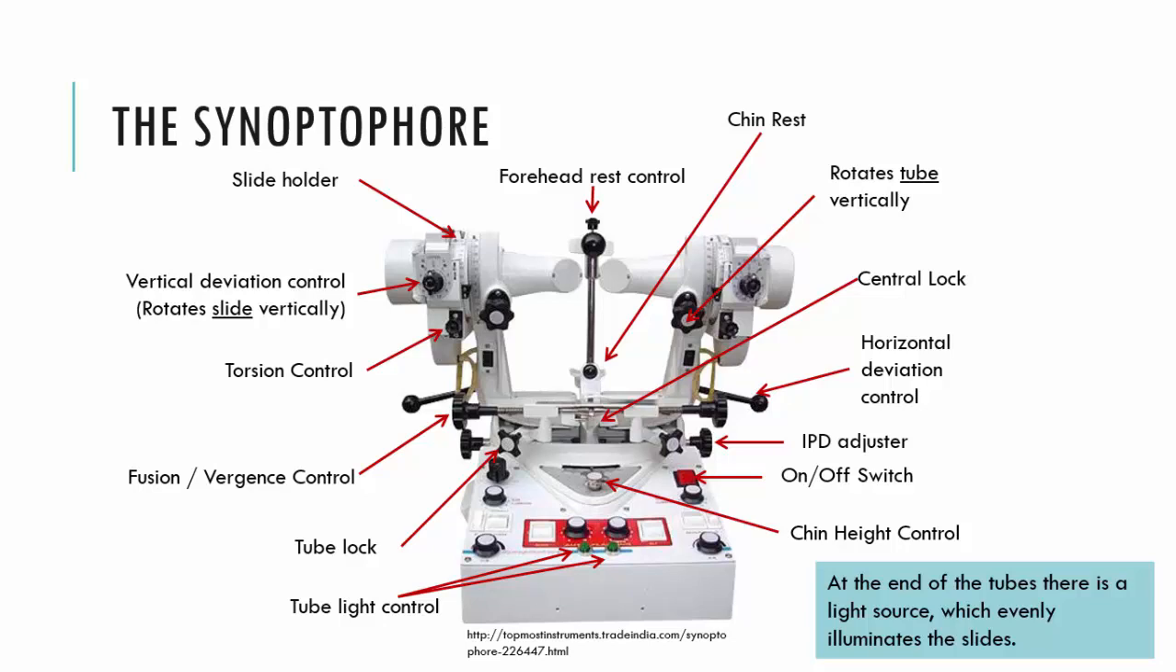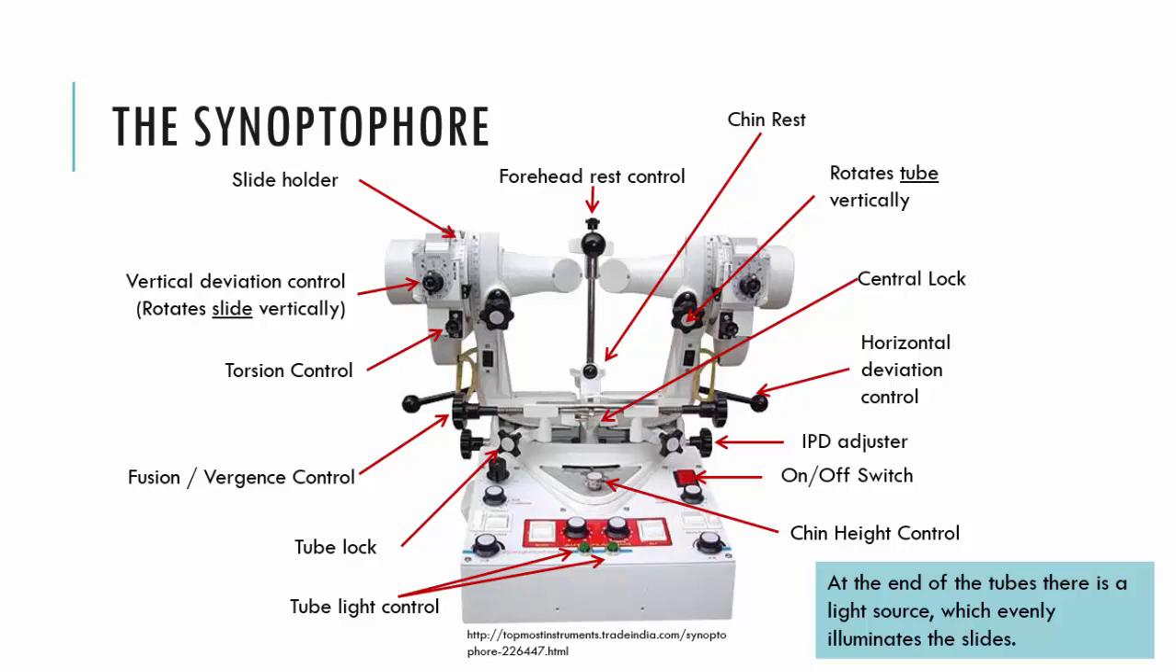It's a haploscope. What it allows us to do is to present one image to one eye and another image to the other eye. Just like when we're performing Bagley striated glasses, where we show one line in one direction and another line in another direction, one at 135 and the other at 45. Again, with this, we're trying to see what will the patient do when we present different images to each eye.